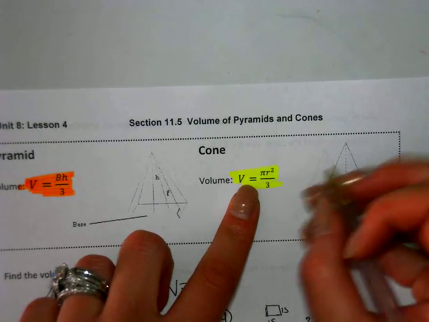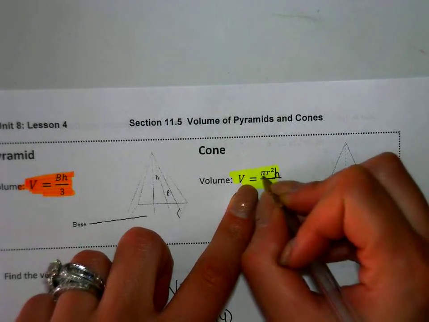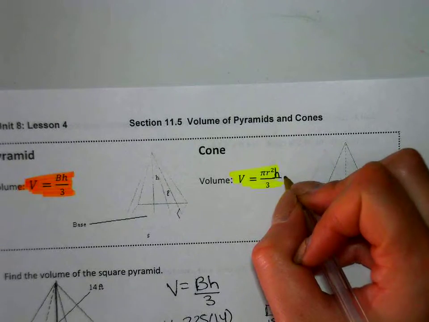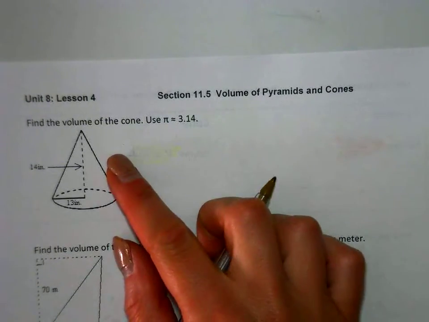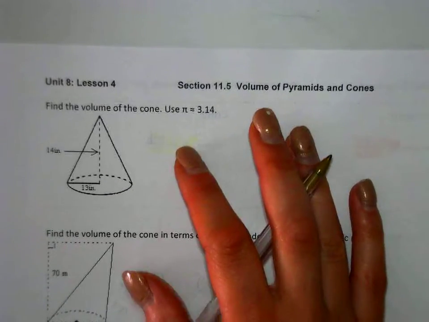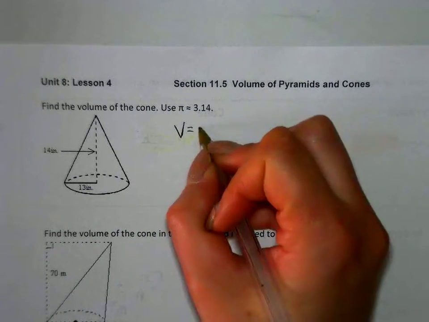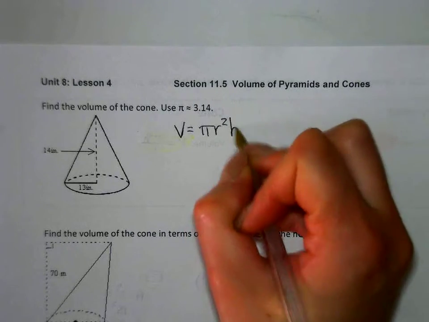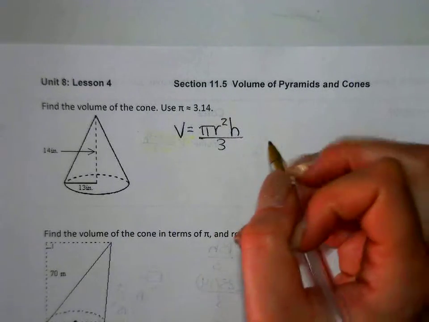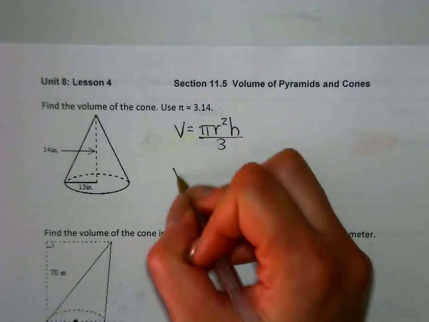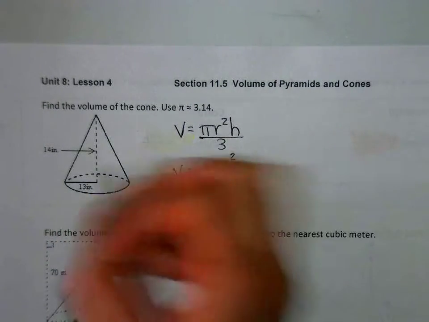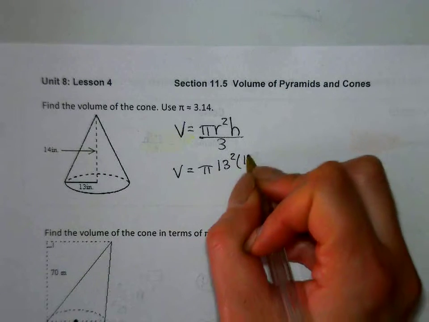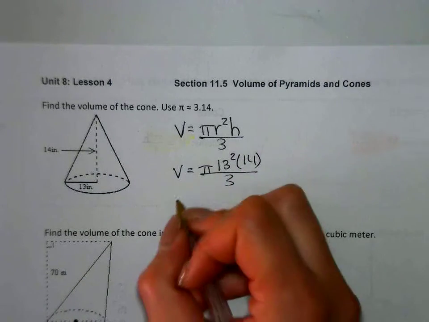For our cone formula, the h is supposed to be there, so it's pi r squared times the height, then divided by 3. So let's find the volume of the cone. We're using the volume formula, which is pi times our radius squared times the height, divided by 3. We already know our radius, which is 13 inches, and our height, which is 14 inches. We're dividing it by 3.